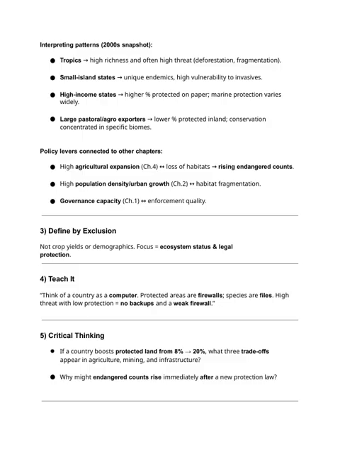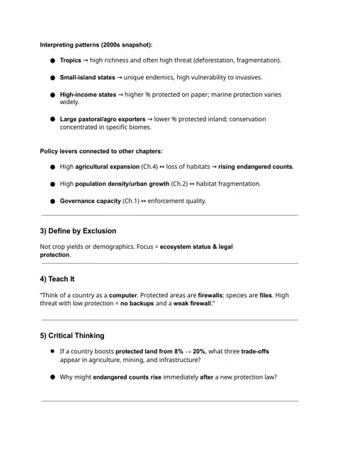Starting with the tropics, these areas tend to have high species richness, meaning a lot of different species live there, but they also face significant threats like deforestation and fragmentation of their habitats. This combination makes conservation particularly urgent in these regions.